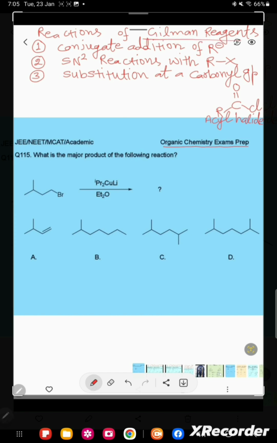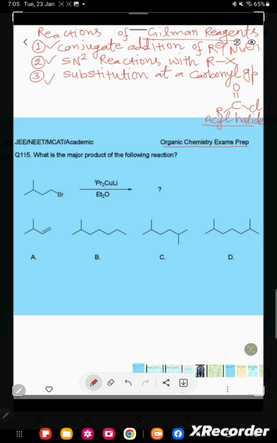So there are three main types of reactions of Gilman reagents. The first is conjugate addition, conjugate addition of an alkyl nucleophile, a carbon nucleophile. The second type of reactions are substitution nucleophilic second order reactions with alkyl halides. And the third type of reactions are substitution at a carbonyl carbon. So if you have an acyl halide, for example, acid chloride or bromide, they also react with Gilman reagents.